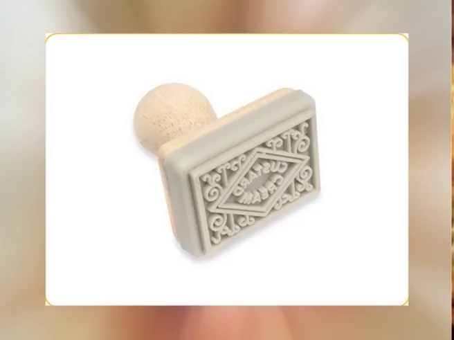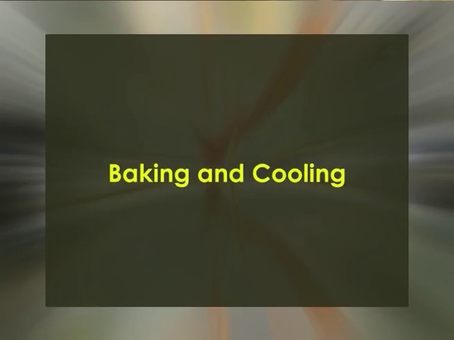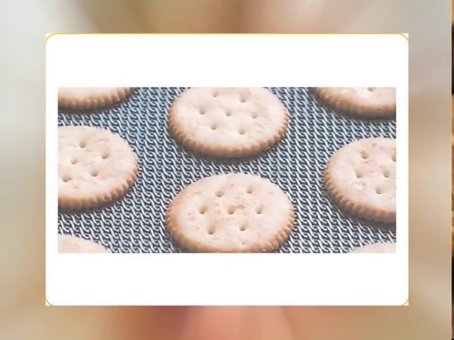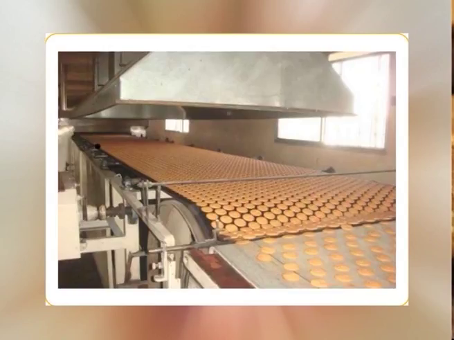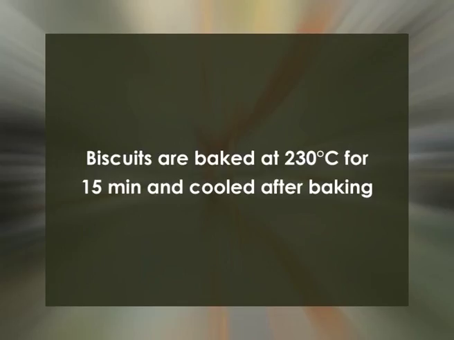The rolled dough sheets are cut by a mechanically worked stamped divider fitted with dies. Number 3. Baking and cooling. The cut biscuits move forward on a continuous belt and are transferred automatically to a continuous plate sheet or wire mesh bands traveling through the ovens. The length of ovens depends upon the production capacity. The biscuits are baked at 230 degrees Celsius for 15 minutes and cooled after baking.